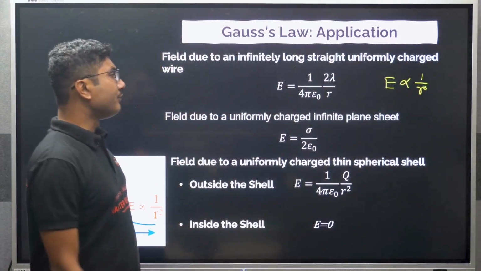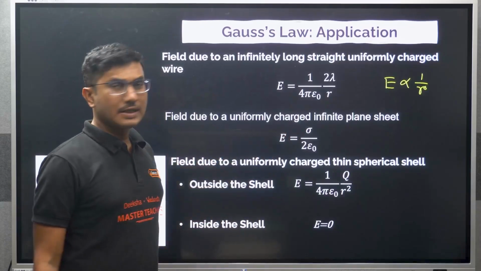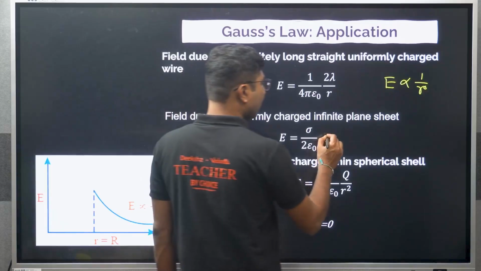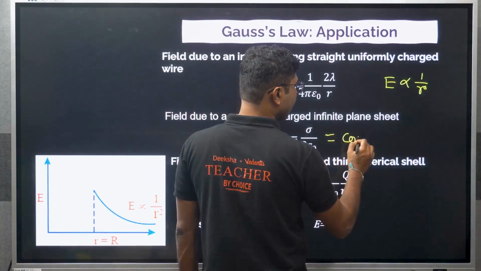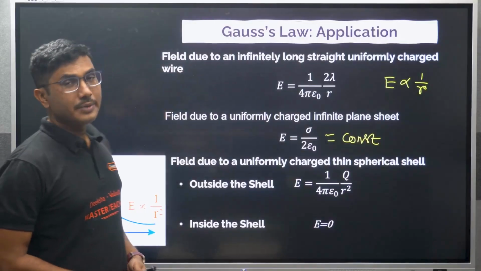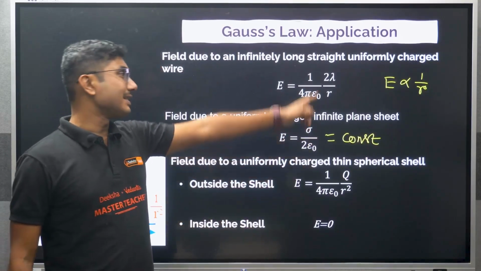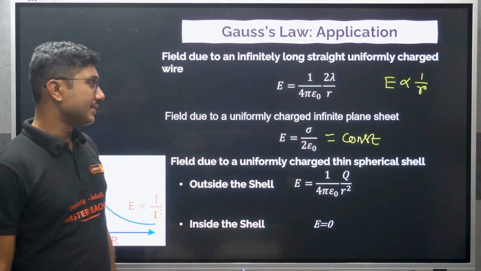Field due to a uniformly charged infinite sheet is given by sigma by 2 epsilon naught, and not only that, it is basically a constant. As you can see, for an infinite charge sheet, the electric field will be constant. Sigma is the surface charge density, lambda is the line charge density.